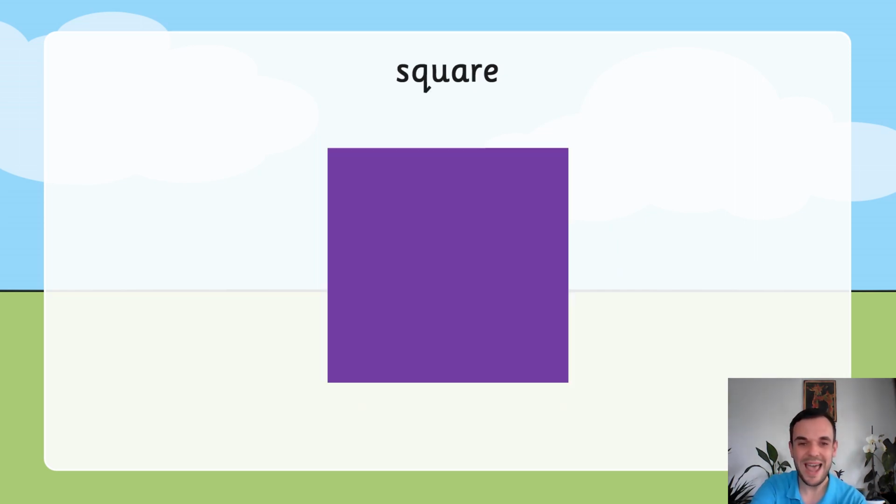Here is a square. How many corners can you see on the square? Let's see if we can find all of the corners. Well, we have a corner here. We have a corner here. We have a corner here. And we have another corner here. So we can say that a square has 4 corners. A square has 4 corners. Let's have a look at our last shape.